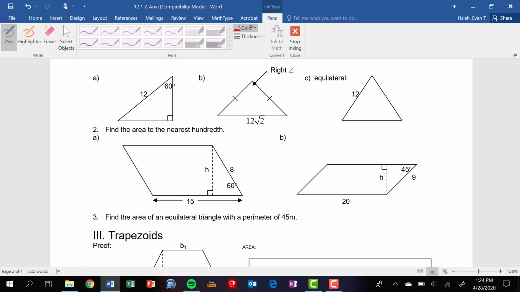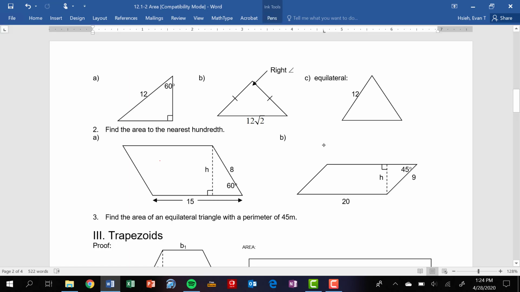Okay, on to page 2 here. We're looking at the back side where we have some example problems with triangles and parallelograms. As for this first problem here, 30, 60, 90 triangle. This side is going to be opposite the 30. This side will be opposite the 60. And so it's going to be base times the height divided by 2, or 1/2 of the base times the height. And so the area is half of 36 root 3, or 18 root 3.